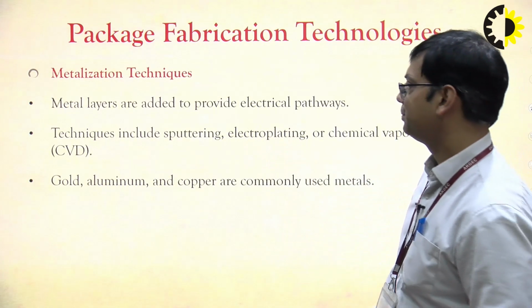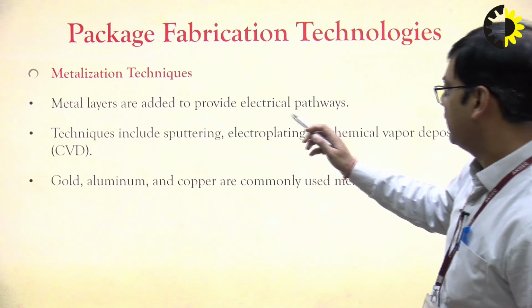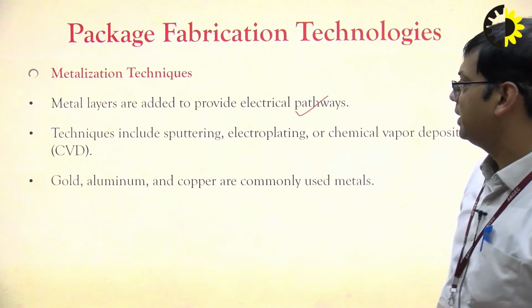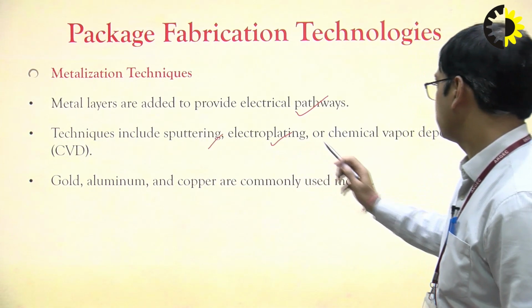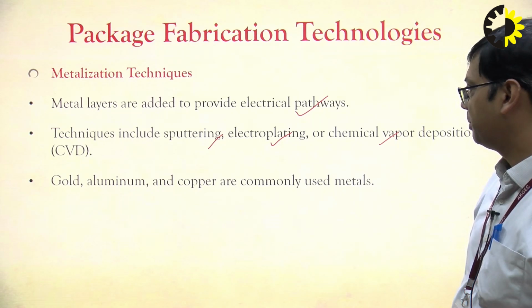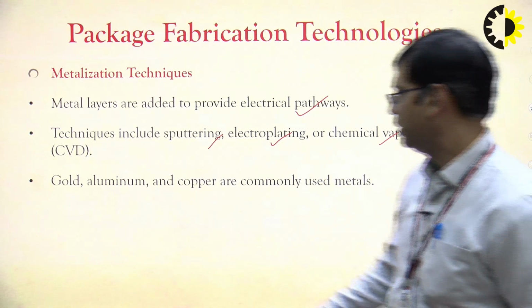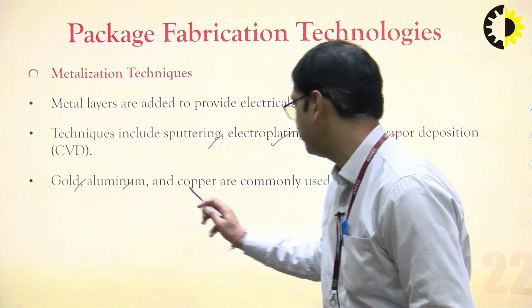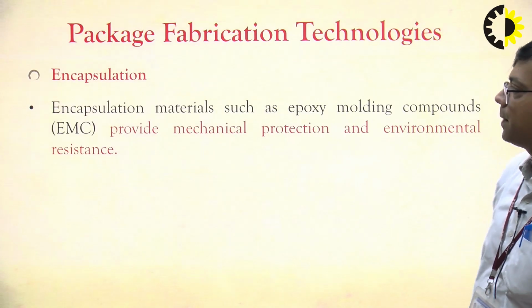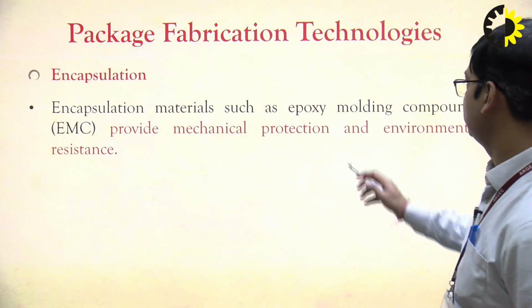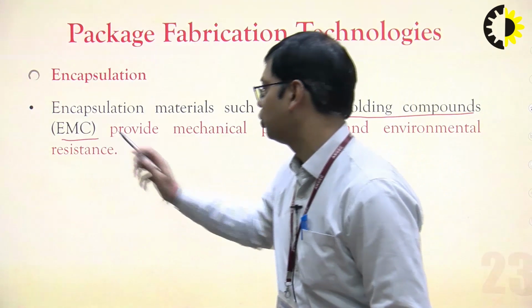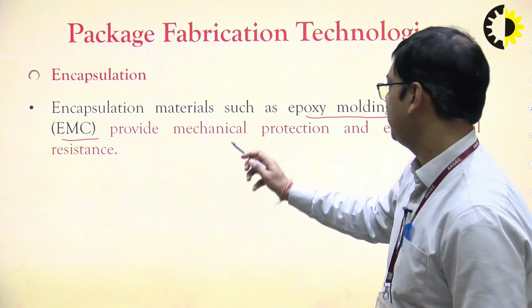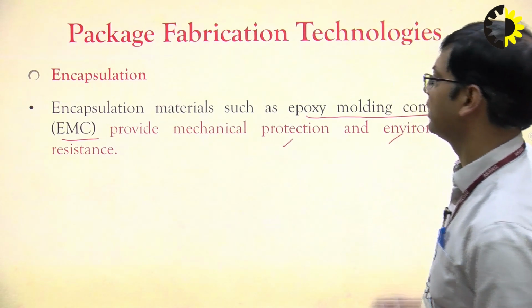Metallization techniques. Metal layers are added to provide the electrical pathways. Common techniques include sputtering, electroplating and CVD, chemical vapor deposition. And the most commonly used metals are gold, aluminium and copper. Encapsulation material is epoxy molding compound, short form EMC. They provide mechanical protection and environmental resistance.